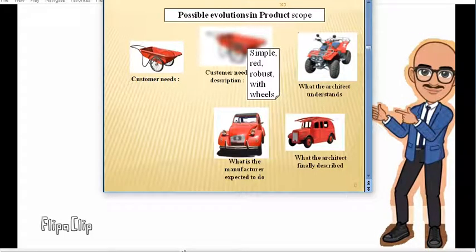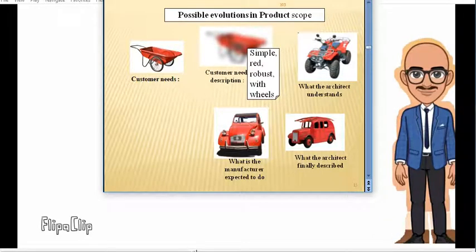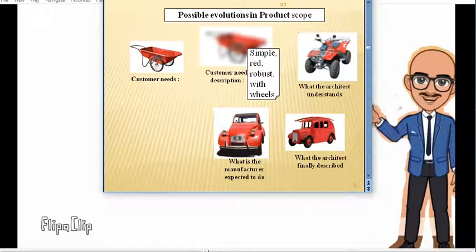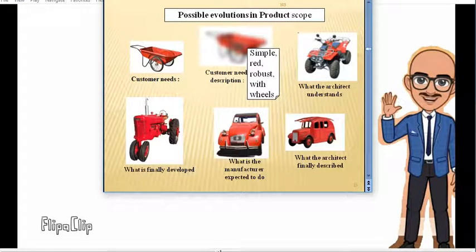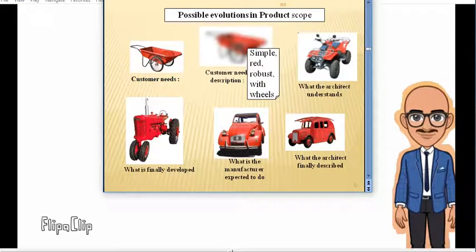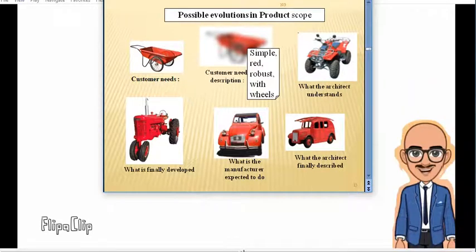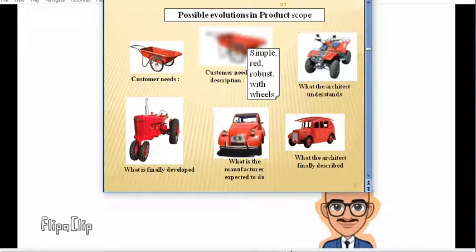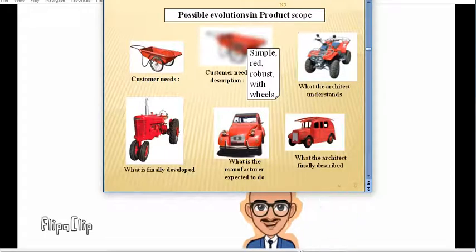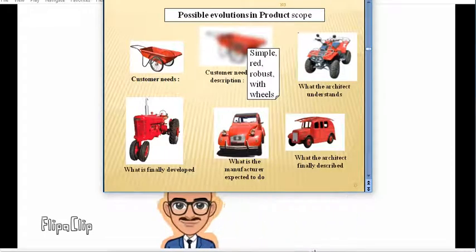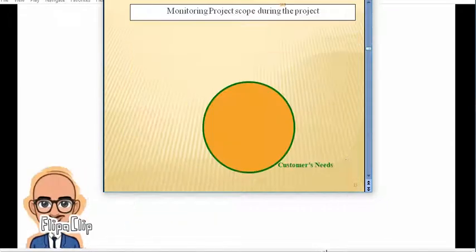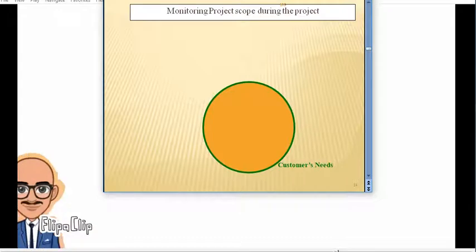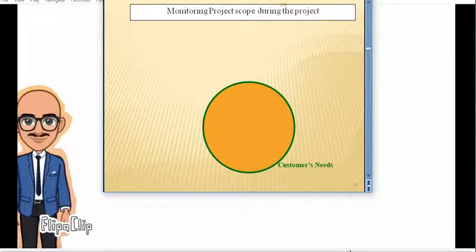As different persons explain the same thing in a different manner, that becomes the outcome, and finally that is developed. So it is quite possible that there is a heaven and hell difference between what the customer needs and what has finally been made. So there is quite a lot of scope for misunderstanding in understanding and designing the project, and that is a very important aspect. So let's see how monitoring project scope during the project is important.